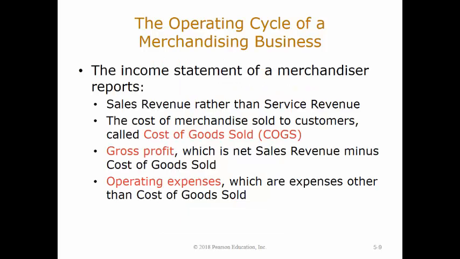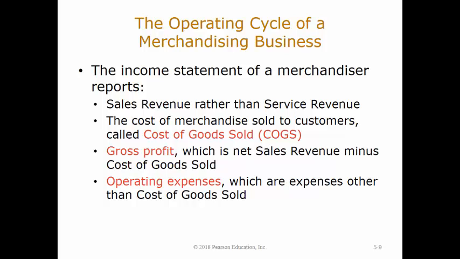Because the operating cycle of a merchandiser is different from that of a service company, the financial statements differ. On the income statement, a merchandising company reports revenues using an account called sales revenue rather than the account service revenue. A merchandiser also reports the cost of merchandise inventory that has been sold to customers, or cost of goods sold. The cost of goods sold is the cost of merchandise inventory that the business has sold to customers.